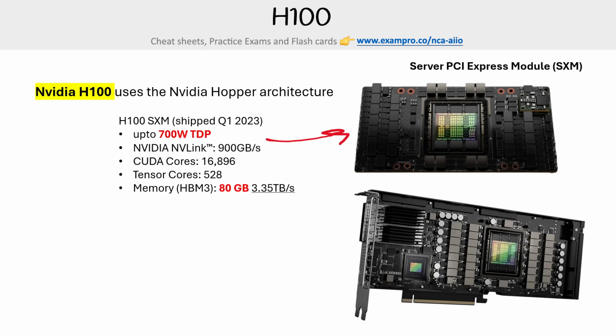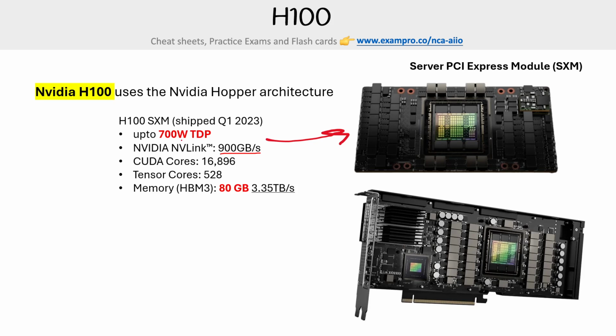So the first one is the H100 SXM. So that stands for Server PCI Express Module. This thing is faster, and it does use NVLink. The key thing you want to remember here, if you want to distinguish these two, is this one has 900 gigabytes per second and the other one's slower. Okay, but this one has less memory, whereas the other one has more memory.